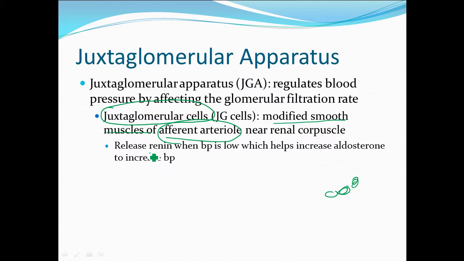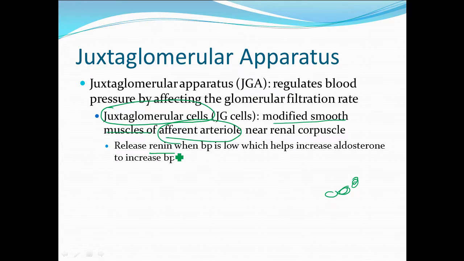They release this paracrine called renin when the blood pressure is low. So when blood pressure is low, how do we want to try to increase blood pressure? We already talked about this before, right? What's one way of increasing the blood pressure? Adding blood volume, right? That's one way of doing it. Okay, how potentially can we increase blood volume? By causing more water reabsorption, correct?